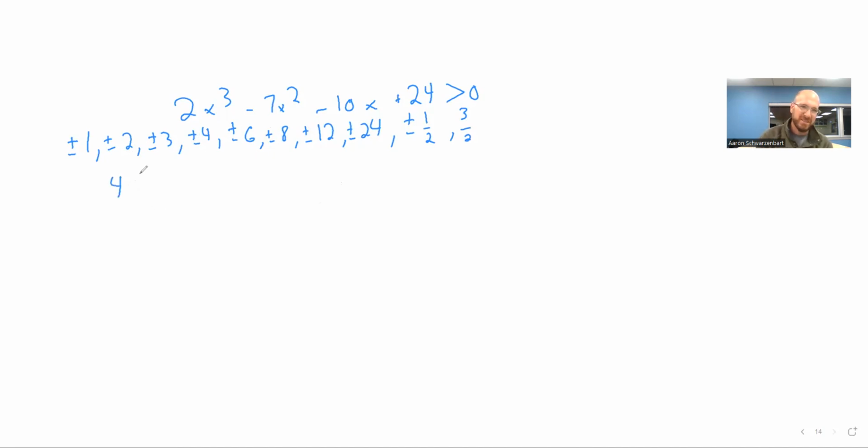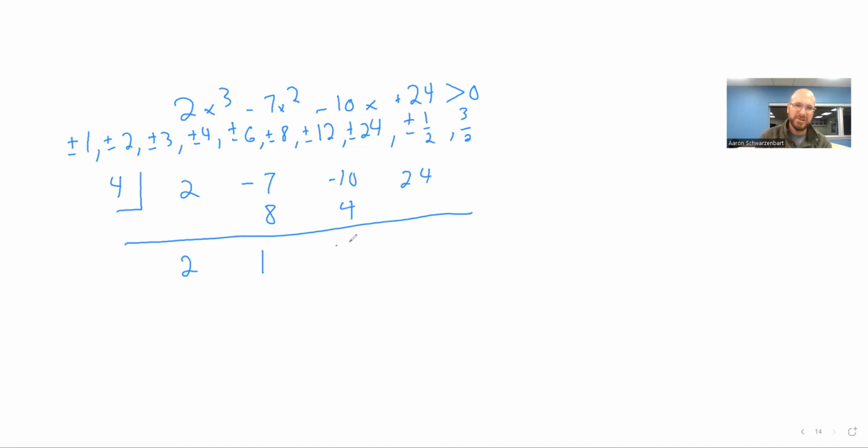It's going to take a hint to save a little time that we're going to start at 4, because I happen to know that 4 is going to work. The only reason I know that is because I looked at the book. 2 times 4 is 8. 8 plus -7 is 1. 4 times 1 is 4. -10 plus 4 is -6. -6 times 4 is -24.